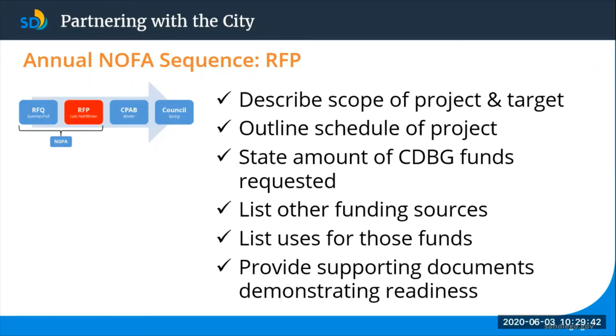And during this phase, it's usually late fall, early winter, and we're looking for you to describe the scope of your project, outline the schedule, state the amount of funds that you're asking for, and list any other funding sources that you have from say donations or foundations or operating capital from any other source. We also want to see the uses of those funds. Are you proposing to use CDBG funds for only payroll expenses, or are you looking to spend CDBG funds on direct client service delivery?